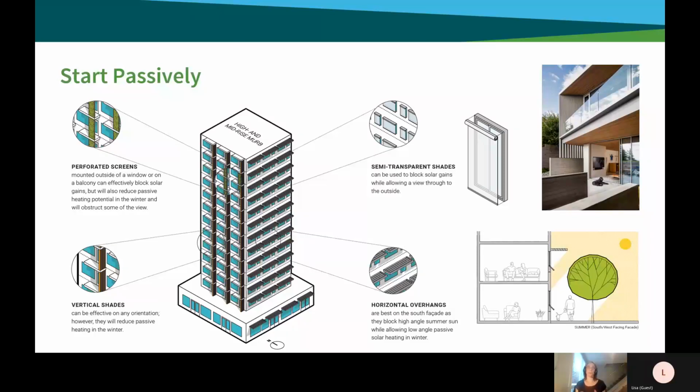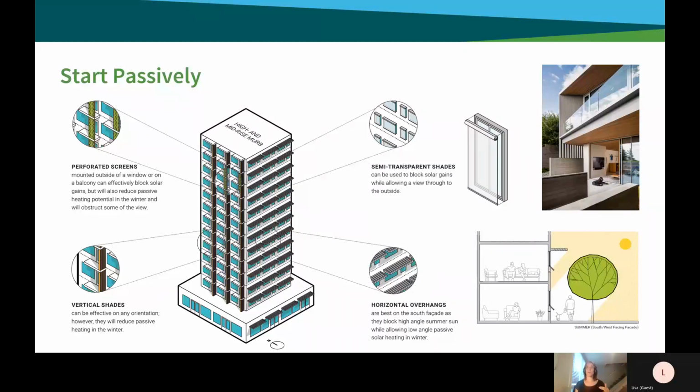On the east and west facades, different shading strategies could be used, all of which have different pros and cons. For example, you might want to use a perforated screen, which offers a shading element and also a decorative element, but it can also reduce those incoming gains in the winter, so you have to think about where you're going to place that pretty carefully. Semi-transparent shades can also be quite effective, but they often do require maintenance and can be susceptible to occupant disruption or interaction. So again, a consideration to take into account.